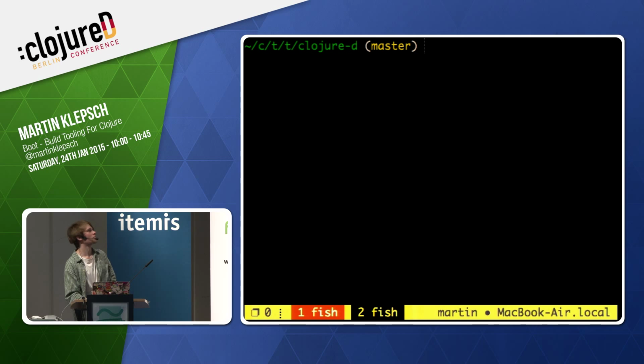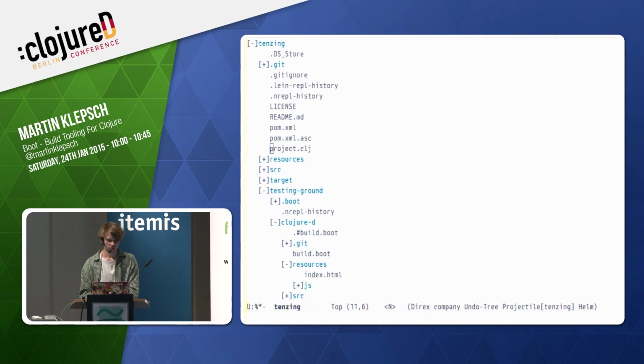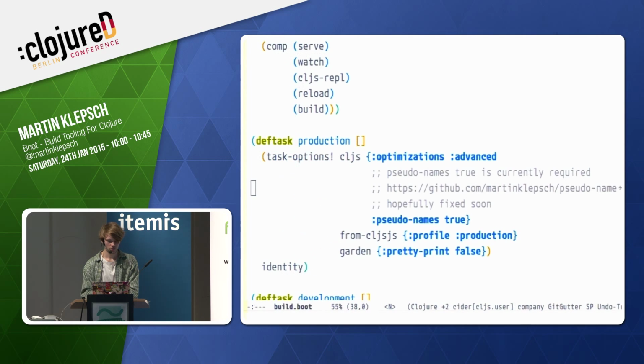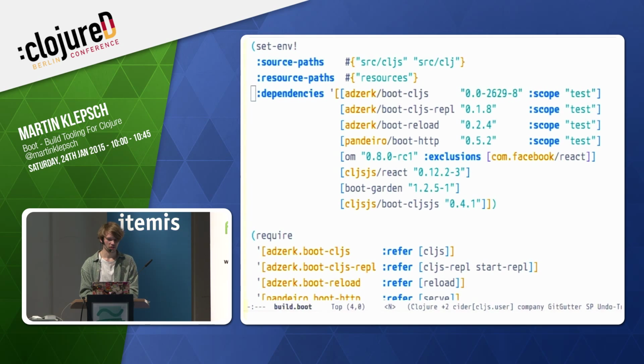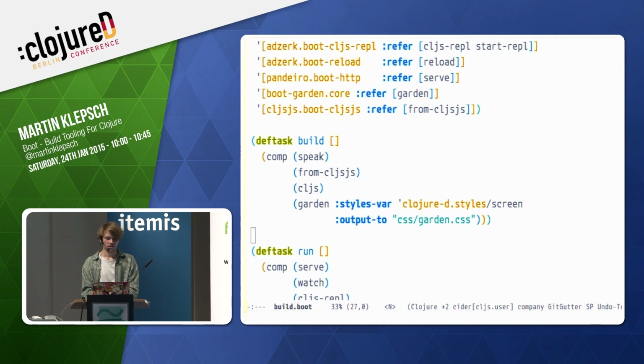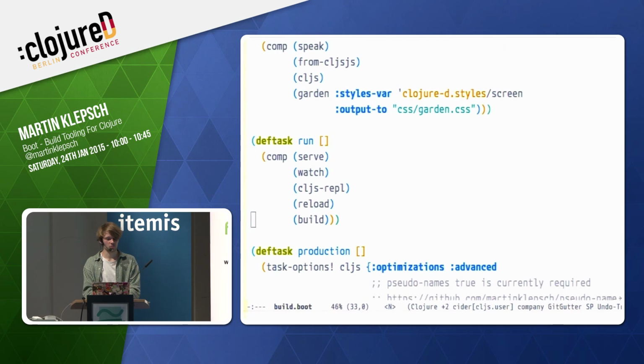So here we go. I already created a new application. I called it clojureD, how fitting. And I quickly want to show you what the build.boot, which is the same as the project.clj file, looks like in that project. So the build.boot file looks like this. We set source paths, we define some resource paths, we specify a bunch of dependencies that also import tasks we will use later on. We require a bunch of stuff that's required in our build script, and then we define a build task and a run task very similar to the example I showed you earlier.